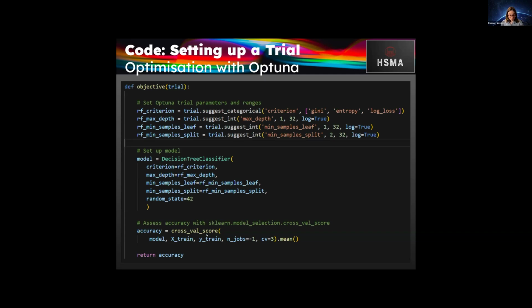We pass in our training and testing data set. In this case, I'm going to do 3-fold cross-validation, and we're going to take the average of those for our final output. So it's just basically trying out one of these values in the model, scoring it, and returning the accuracy. And it will do this again and again and again, gradually narrowing down the best combinations of parameters to use.